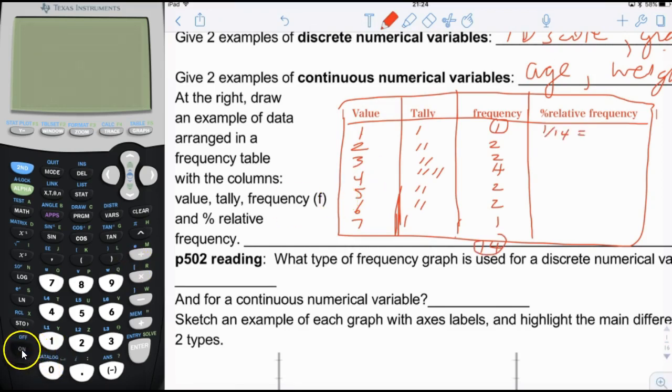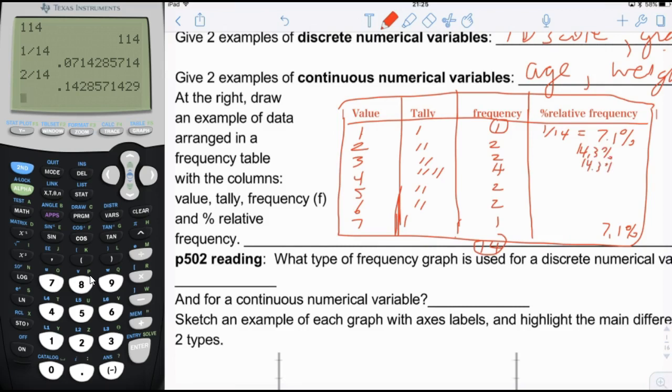So for example, 1 divided by 14 would be 7.1%, right? And then relative frequency, you would calculate for each one of these, what's the percentage for that IB score. So, for example, 2 divided by 14 would be 14.3%, and so you would put that wherever you have a 2, right? 14.3%, 14.3%. This is also 14.3%.